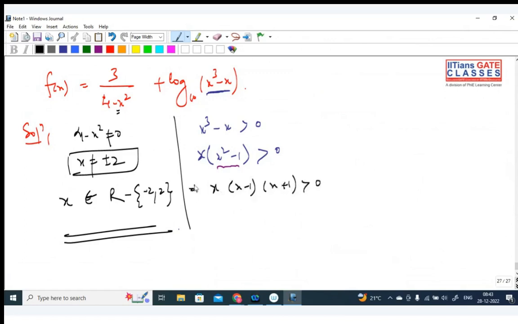Then what is going to happen? You can draw the line, okay? You can draw the line and you can also include this point. Everything you can include, no problem. I'm going to put here minus 2, minus 1, 0, 1 and 2.